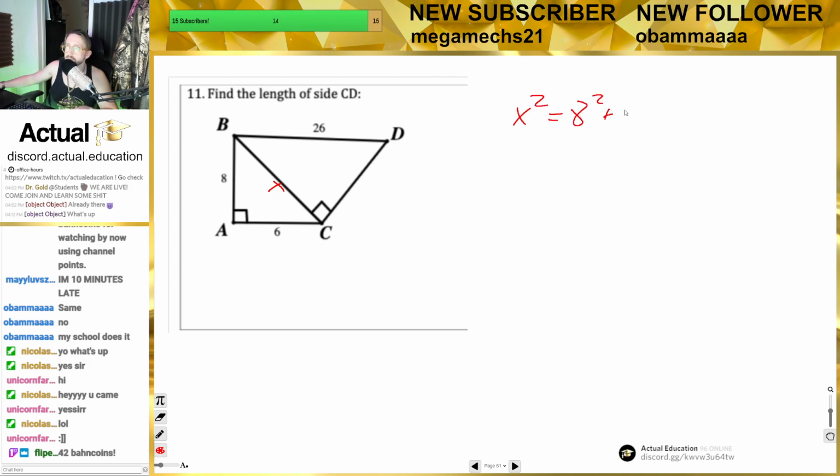Good. So what does that mean? What's 8 squared? 64. Nice. 6 squared is 36. Good. Add them together. 100. So x is the square root of 100, which is 10. Good job, guys.